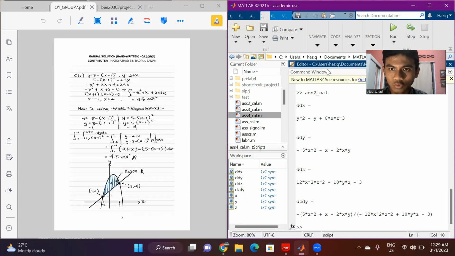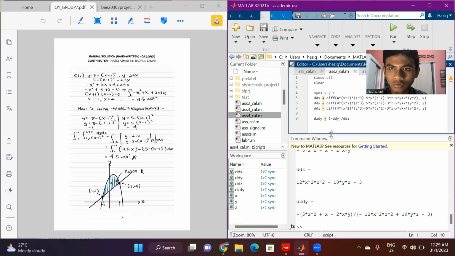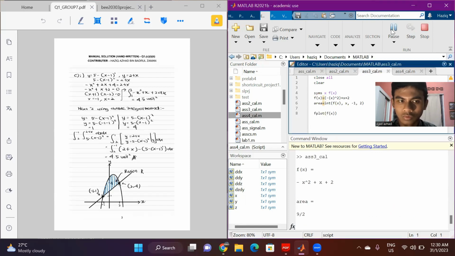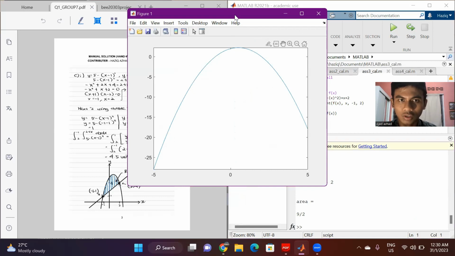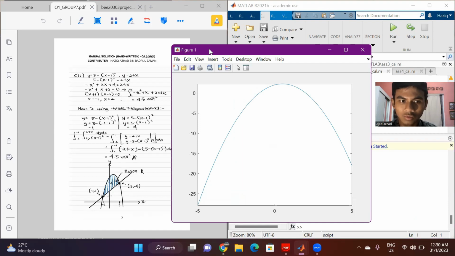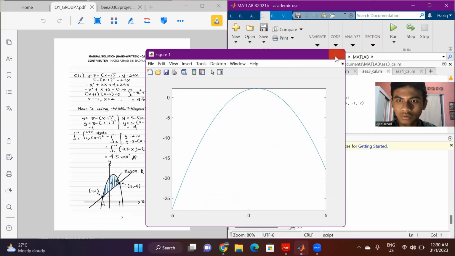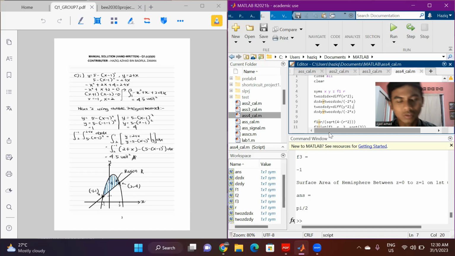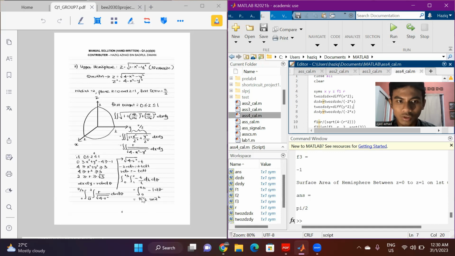And next we will move to question C. To get the region, which is the graph, is also similar. The area will also be 9 over 2, which is 4.5 meters square. And finally, for question number 1, C development, the final answer is pi over 2 units square.